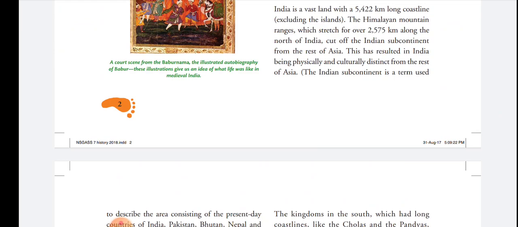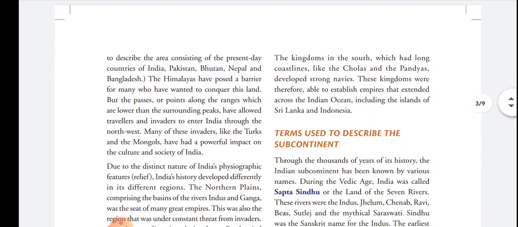The Indian subcontinent is a term used to describe the area consisting of the present-day countries of India, Pakistan, Bhutan, Nepal and Bangladesh. These are the neighboring countries of India. And the Himalaya have posed a barrier for many who wanted to conquer this land. So the Himalaya act like a barrier to stop the enemies who came to India.